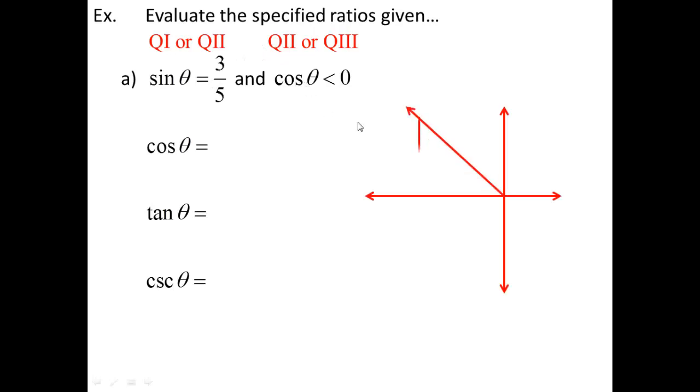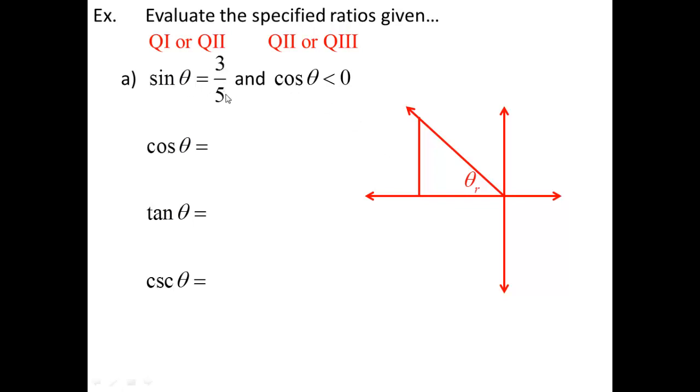Well, this statement says cosine has to be negative. Where is cosine negative? Cosine is positive in quadrants 1 and 4, therefore it's negative in quadrants 2 and 3. So we've got two statements. Where do they agree? Obviously, they agree in quadrant 2. So since sine is positive and cosine is negative, I must be in quadrant 2. Now that I know I'm in quadrant 2, I can go ahead and build my triangle.